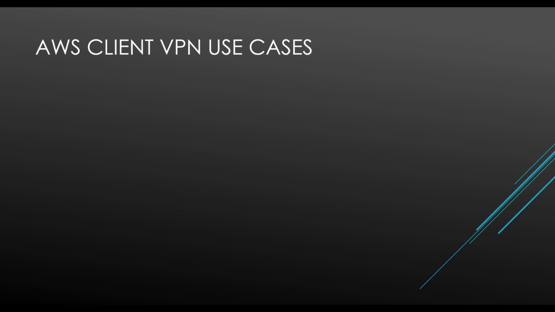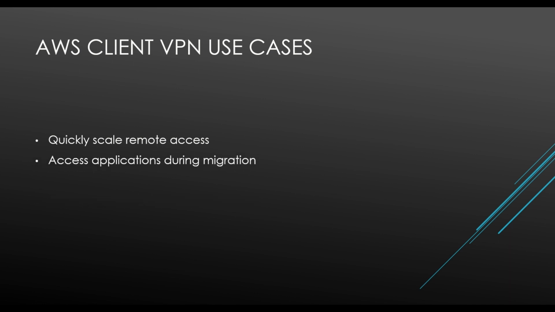Next, let us see the use cases for AWS Client VPN. First, quickly scale remote access. Unexpected events can require many of your employees to work remotely. This creates a spike in VPN connections and traffic that can reduce performance or availability for your users. AWS Client VPN is elastic and automatically scales up to handle peak demand. When the spike has passed, it scales down so you are not paying for unused capacity.